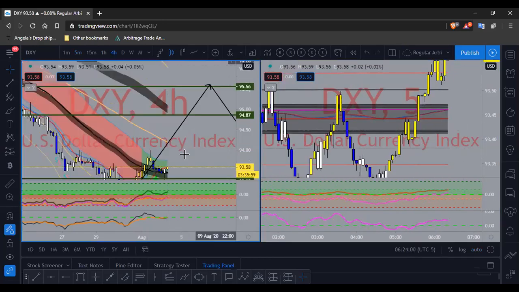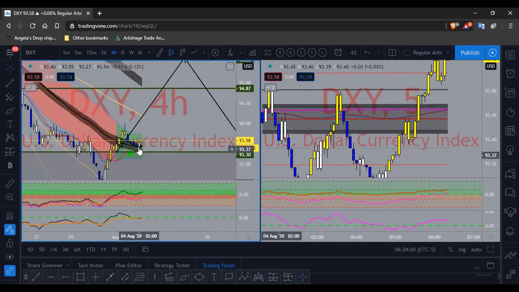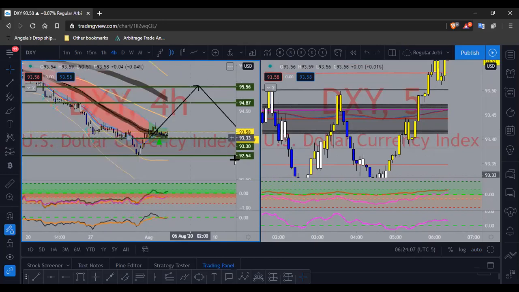All right, so yesterday I had mentioned that I wanted the retest of the RSI line over here on the DXY, and we got that to perfection. It also came down to this little zone here. So now I do expect the DXY to go bullish, at least to come up to 95.56.